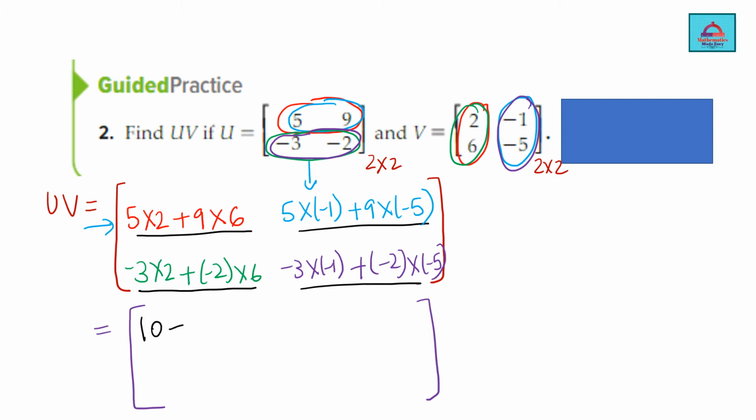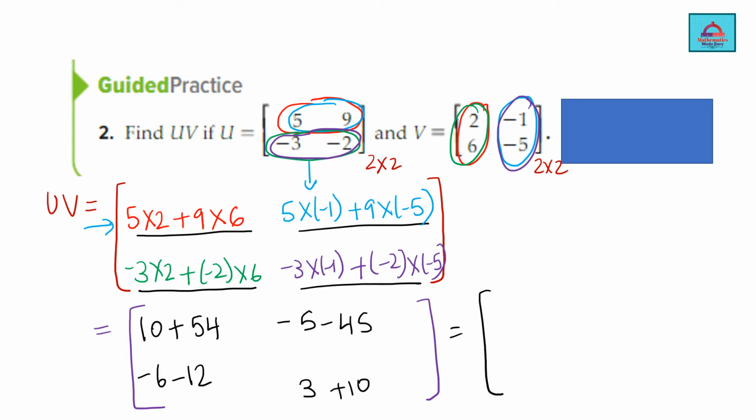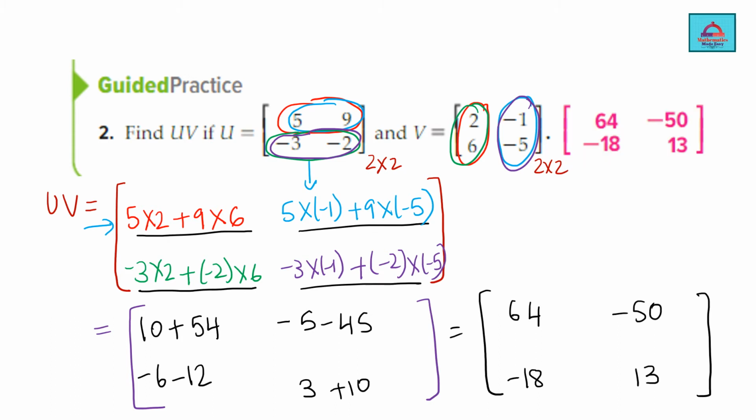So 10 plus 54, minus 6 minus 12, minus 5 minus 45, 3. Now negative negative becomes positive, so it becomes a plus sign. So we have 64, negative 18, negative 50 and 13. So let's check our answer. Yes, that is perfectly correct. So this is how you do matrix multiplication, simplest matrix, 2 cross 2 order.